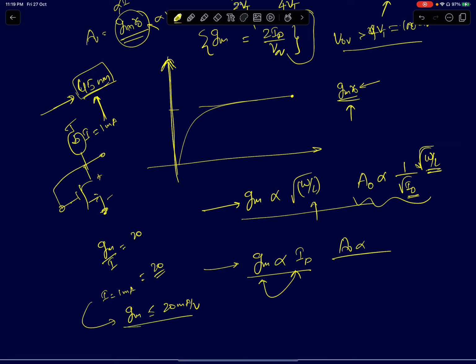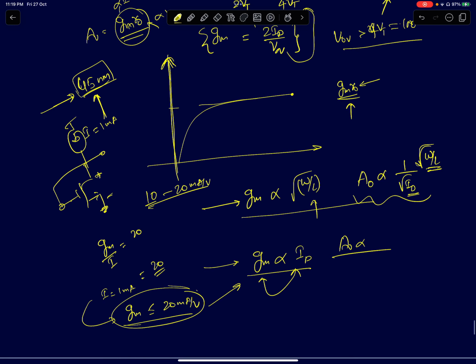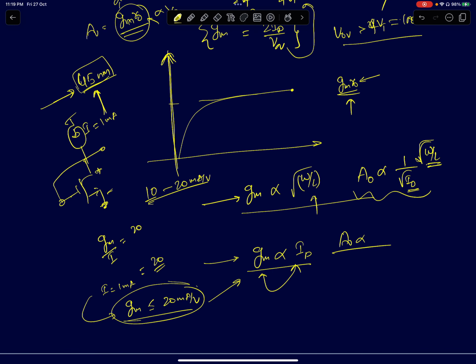You have to find this GM over I ratio from simulations. It varies with technology. In lower technology nodes, like 45 nanometer, it can be very low, as low as 10 or even lower. But usually 10 to 20 is a good number. 180 nanometer is a large technology compared to 60, about 3 times larger. So there you can expect a GM over I ratio of close to 15 to 20. You can expect something in this range. These are the facts you have to keep in mind before you start designing the circuits.